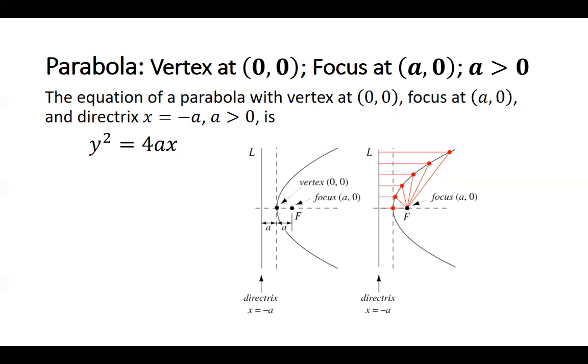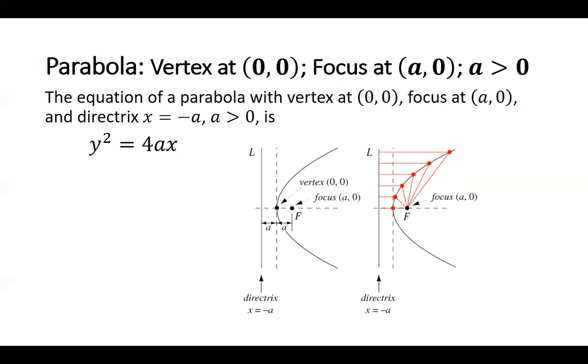I don't know why I said minus. You'll give me a break on this one. Okay, so y squared is equal to 4ax. So that is a parabola that opens to the right, that has the vertex at the origin and the focus at (a, 0).